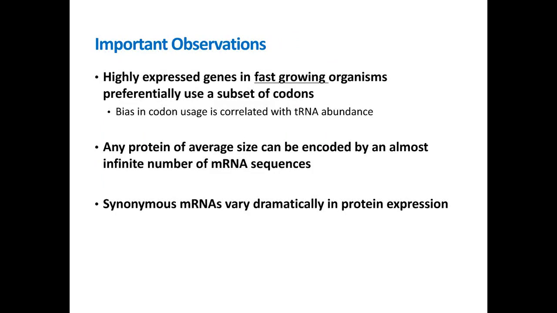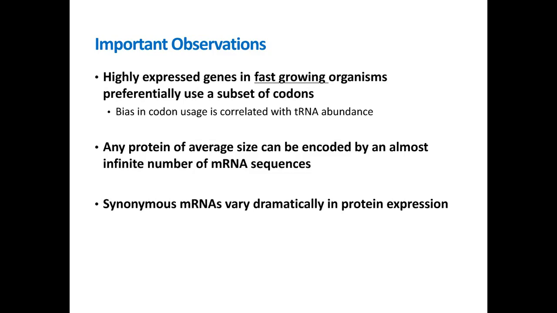Now, there are a series of fairly important observations that have led to codon optimization approaches. One is that it was observed that highly expressed genes in fast-growing organisms, like E. coli, preferentially use a subset of codons, right? So they're not used randomly. And some studies had shown that the bias was correlated with tRNA abundance.